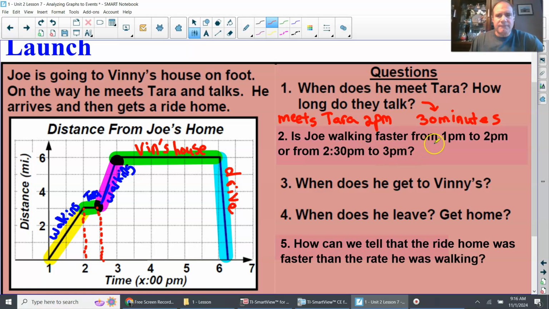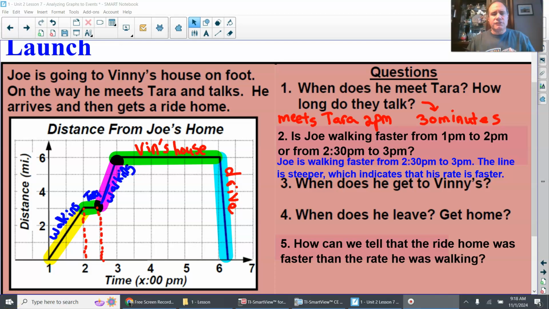Is Joe walking faster from 1 to 2, or from 2:30 to 3? Joe is walking faster from 2:30 to 3. It's a steeper line, so his rate has increased. And so I put Joe is walking faster from 2:30 to 3. The line is steeper, which indicates his rate is faster. There's no need for you to actually break it down into the actual numbers unless they ask for them. So you're just looking at the lines. The steeper line has the faster rate.